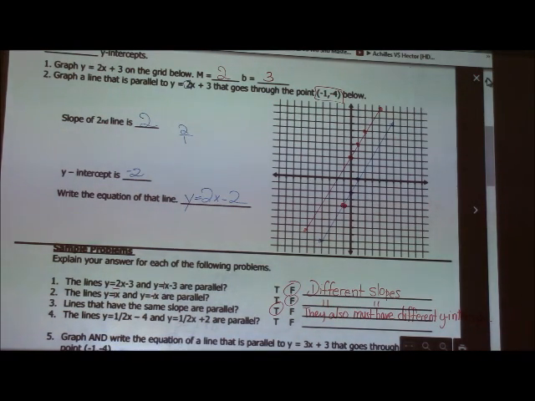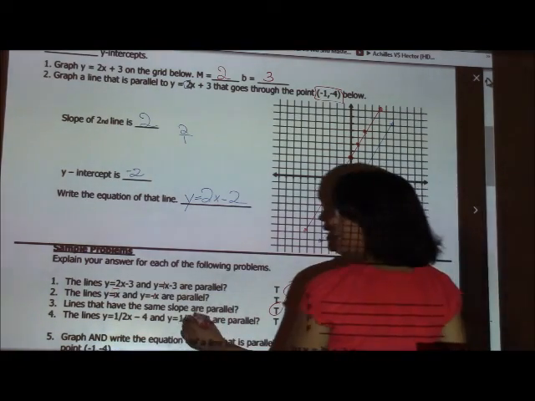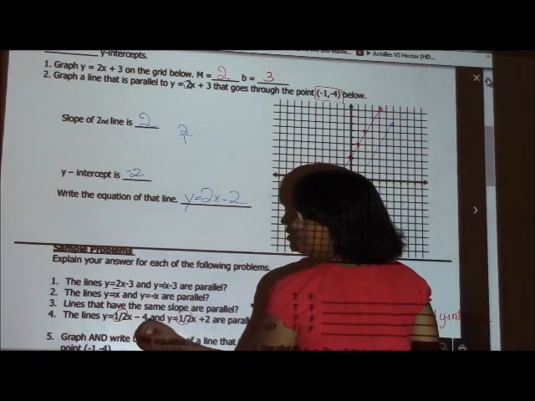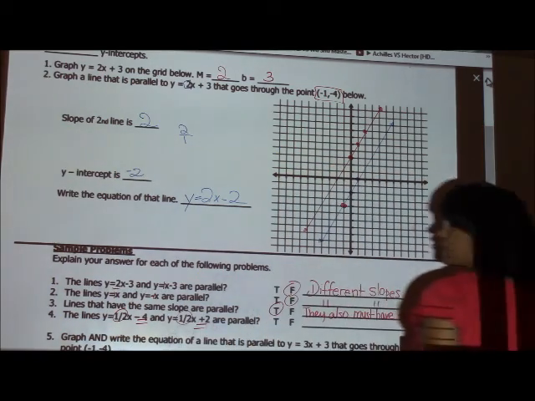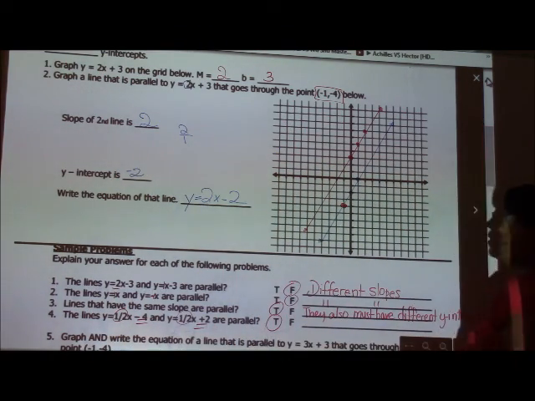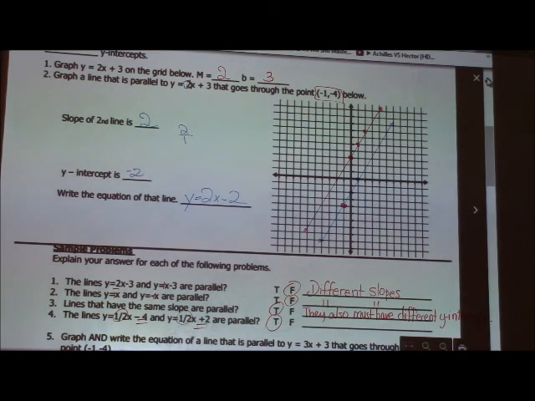The lines y equals 1/2 x minus 4 and y equals 1/2 x plus 2 are parallel. The slopes look to be the same, so that might be so. Then you check out your y-intercepts and they look different, so yes, that's very good. It works because they meet the conditions of lines in order to be parallel.